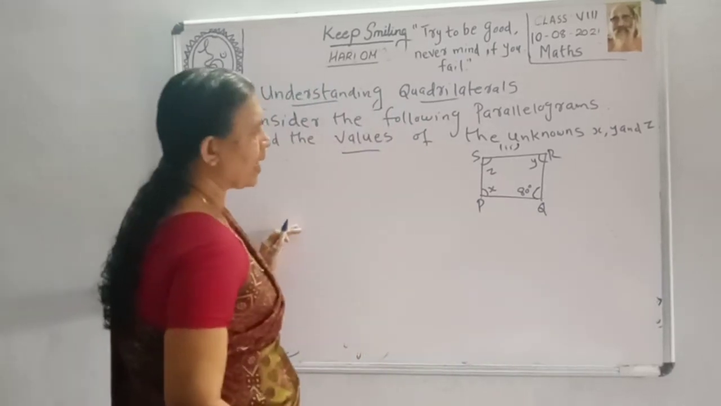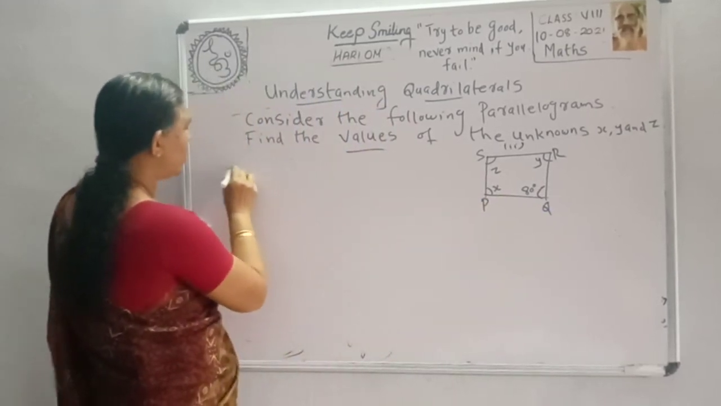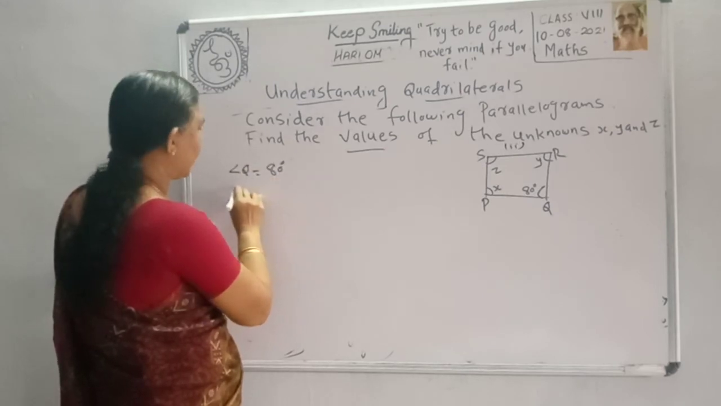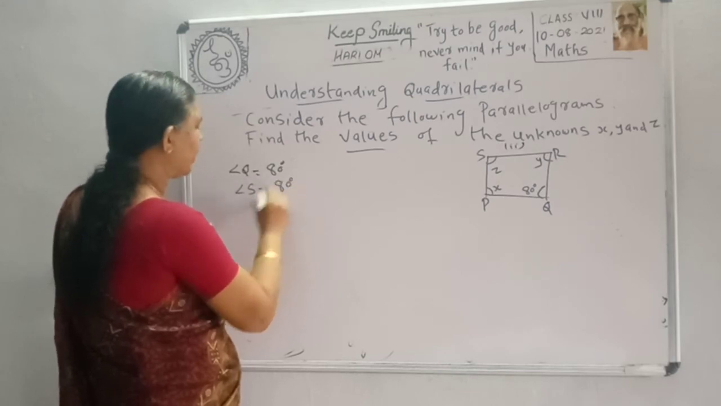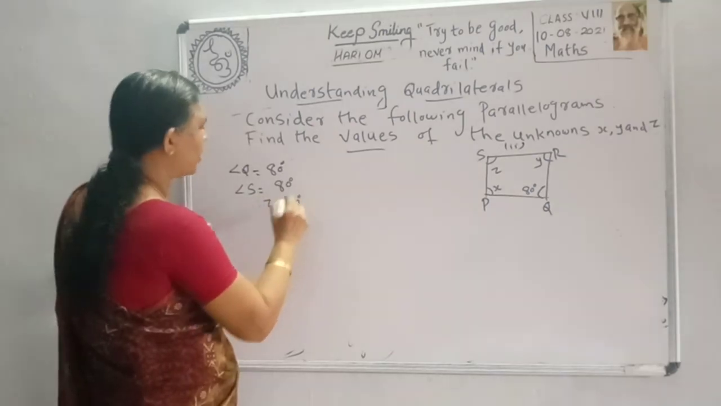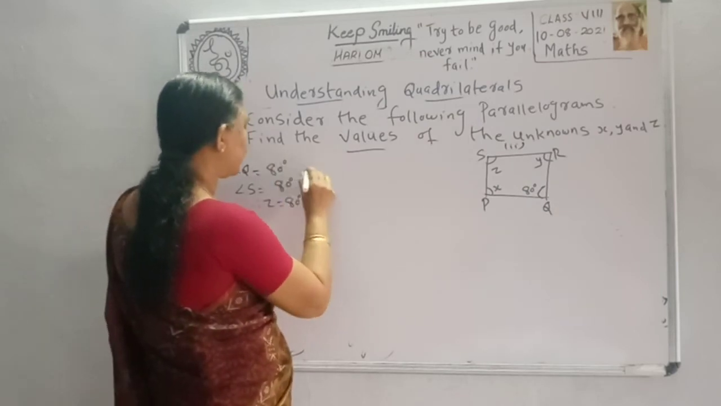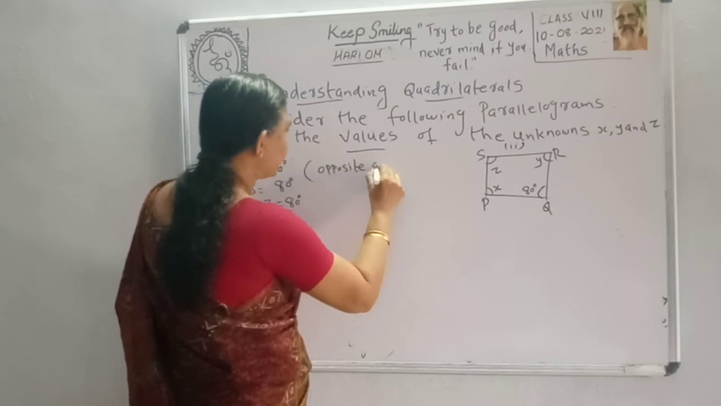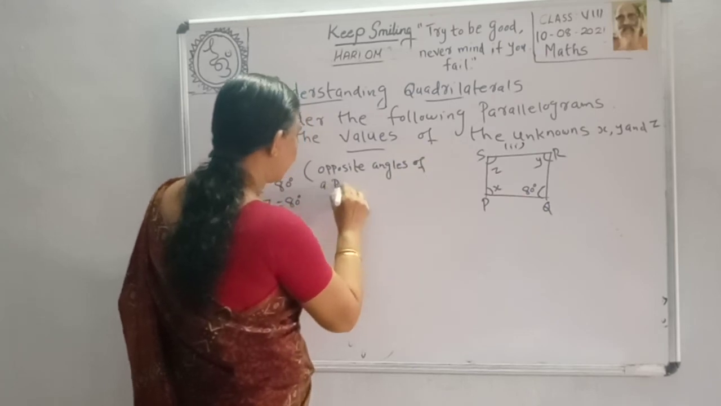Second one, SRPQ. Here, angle Q is equal to 80 degrees. Then what is angle S? Angle S is equal to 80 degrees. That is, angle S is equal to Z. Therefore, Z is equal to 80 degrees. Why? Because they are the opposite angles of a parallelogram. So write in bracket: the reason is opposite angles of a parallelogram are equal.